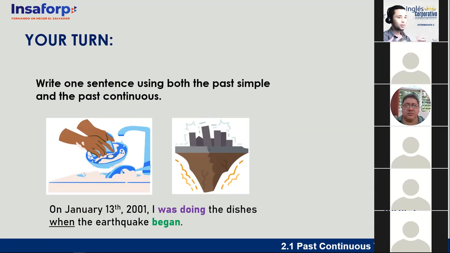Lo que quiero es que formulen una oración en el que de manera lógica se puede incorporar el past simple y el past continuous. Este solo es un ejemplo. Si usted quiere tomar este evento, when the earthquake began, puede hacerlo, no hay problema. Pero si quiere hablar de otra cosa, bienvenido. Ok, de nuevo tenemos. On January 13th, 2001, I was doing the dishes when the earthquake began.